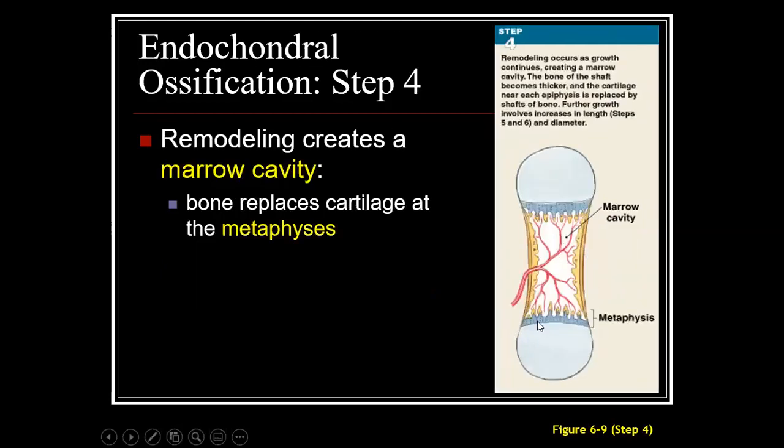That center cavity is eventually remodeled, creating the marrow cavity where red blood cells or fats will be stored. And the bone replaces cartilage at the metaphysis. So you have the diaphysis and the epiphysis, and then the metaphysis is the area in between the diaphysis and the epiphysis, where growth occurs here and here, so on the top and the bottom. And then that center is remodeled so it's open.